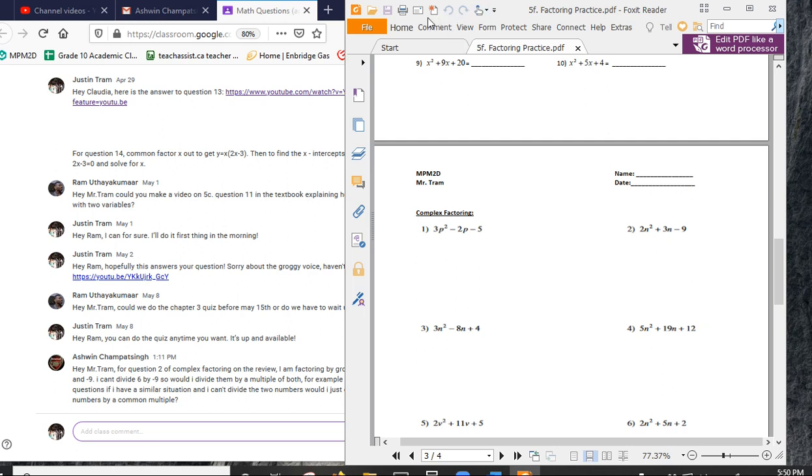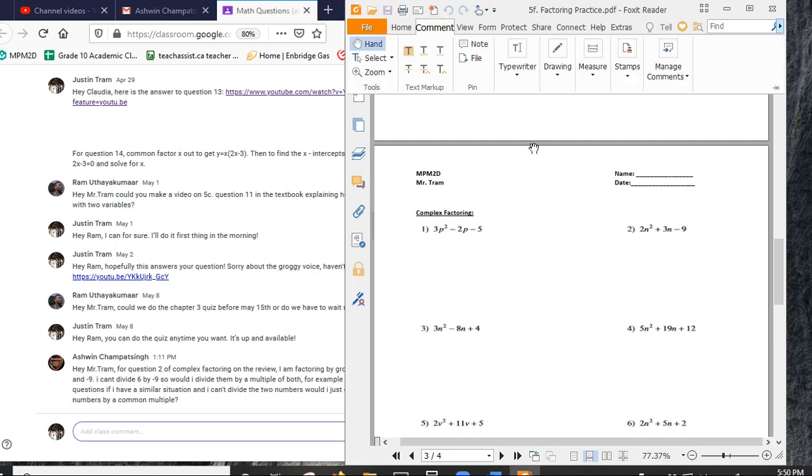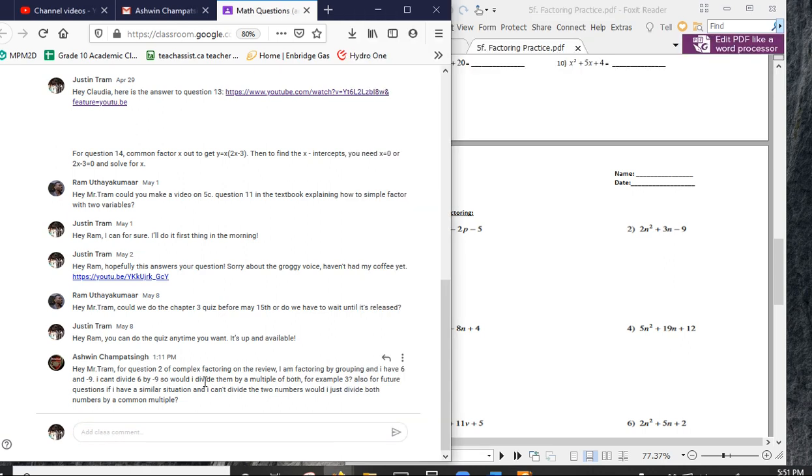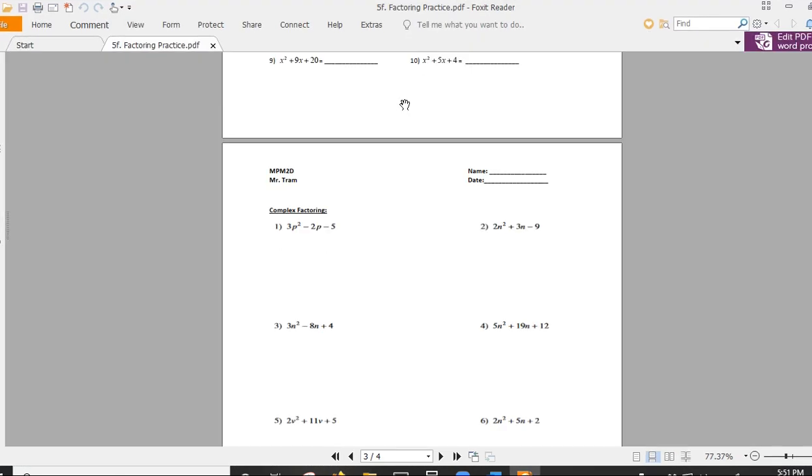Okay, so I'm just going to go ahead and factor it and see if I run into the same problem you did. And I have an idea as to what you're referring to, because you said I'm factoring by grouping and I have 6 and negative 9. I can't divide 6 by negative 9, so I would divide them by a multiple of both, for example 3. Yes, you would, and I'll show you why.